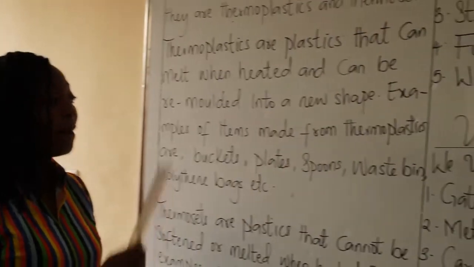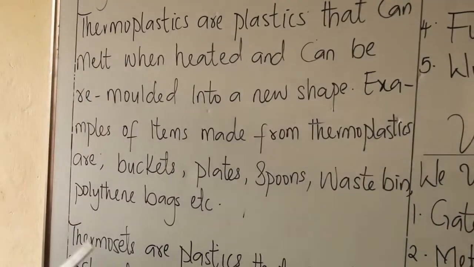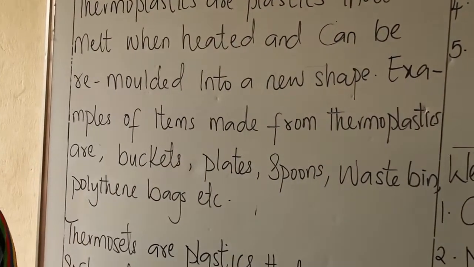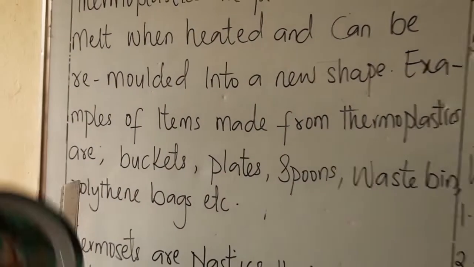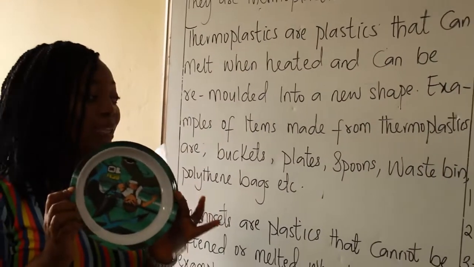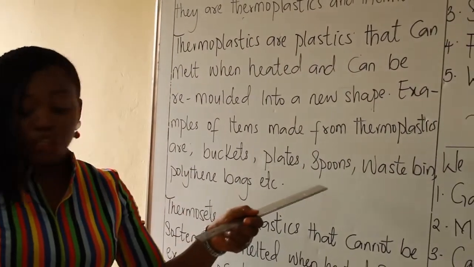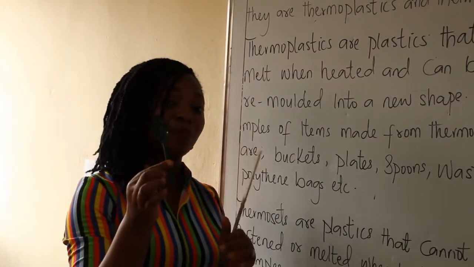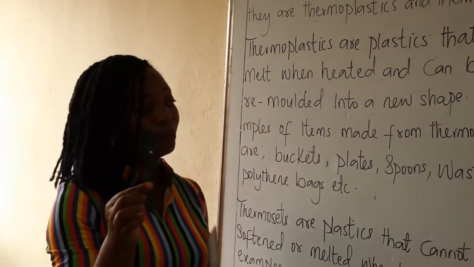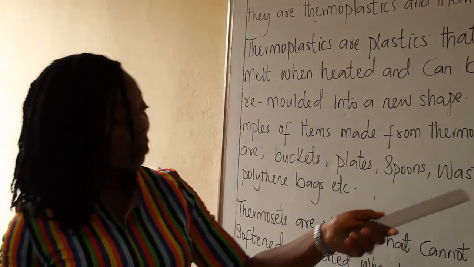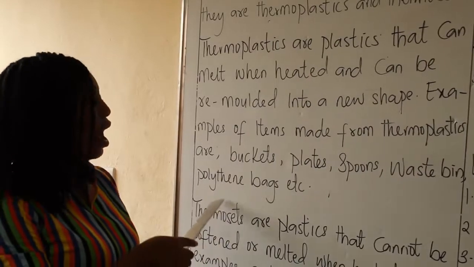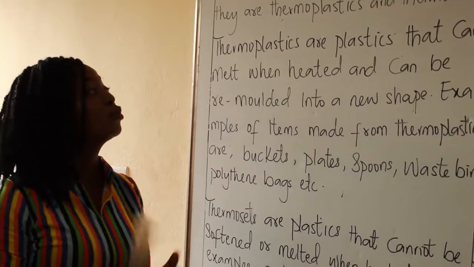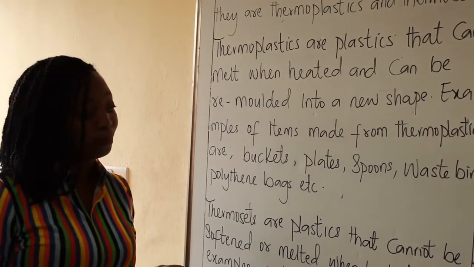Examples of items made from thermoplastics are your plastic buckets, plastic plates. I have an example here. This is an example of a plastic plate. We also have plastic spoons. This is an example of a plastic spoon made from thermoplastic. Our waste bin is also an example of a thermoplastic, and our polythene bags. They are all examples of thermoplastic products.